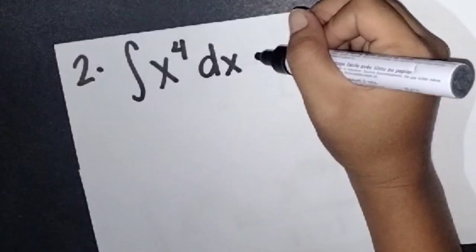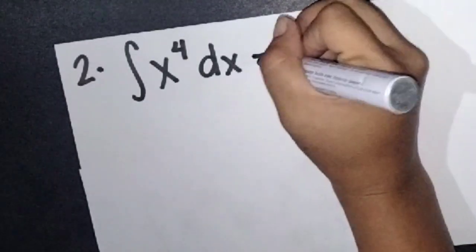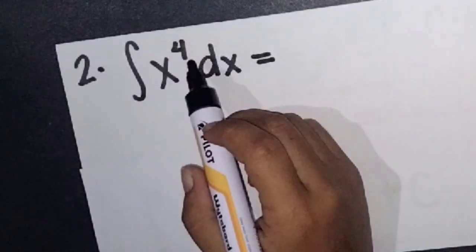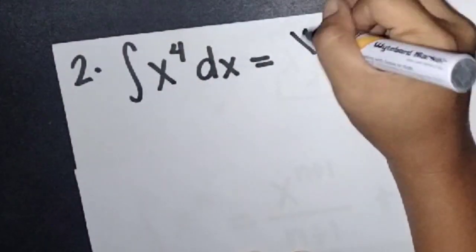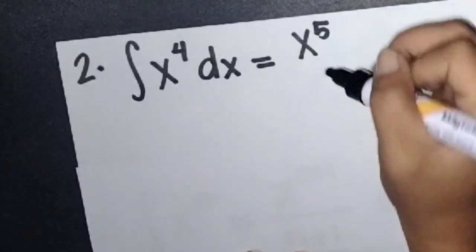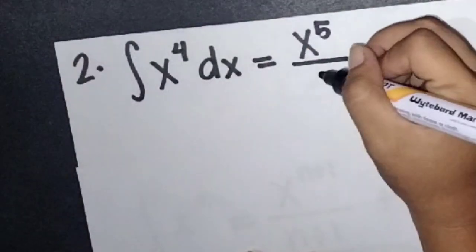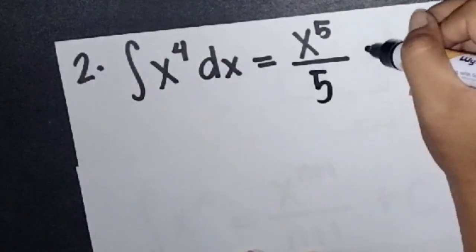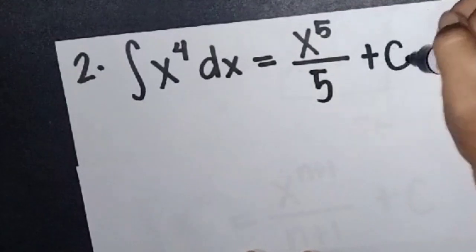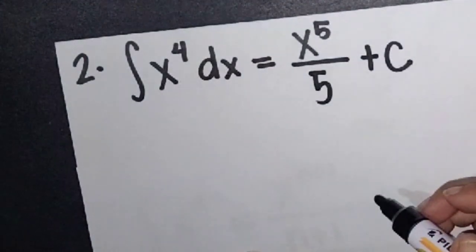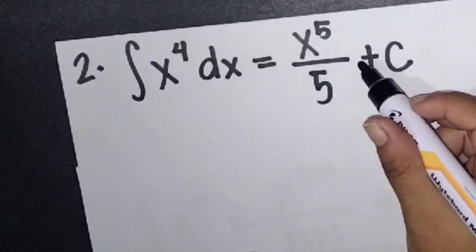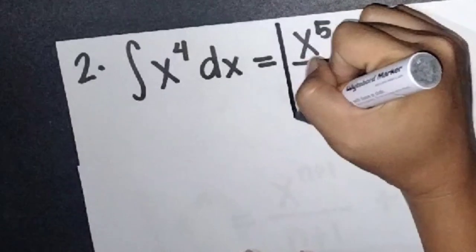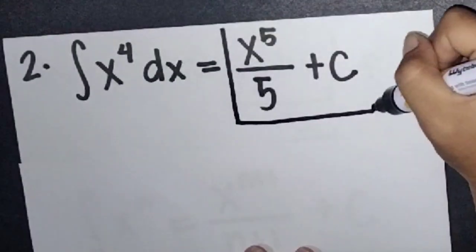Same thing as we did in example number 1. We just simply add 1 to the exponent, which is the 4. So it's going to be x to the power of 5 over the result of 4 plus 1, which is 5, plus the constant of integration. So it's x to the 5th power over 5 plus c. That's the answer of the antiderivative of x to the 4th power.